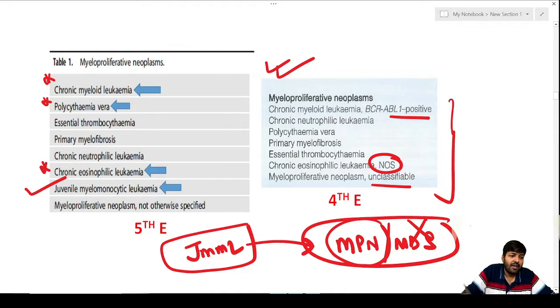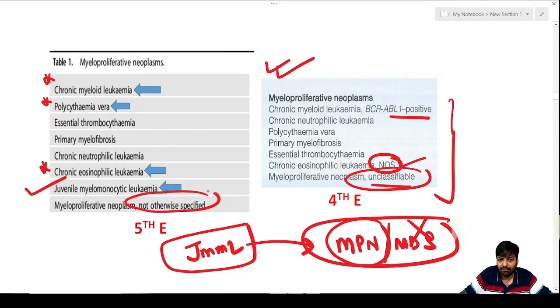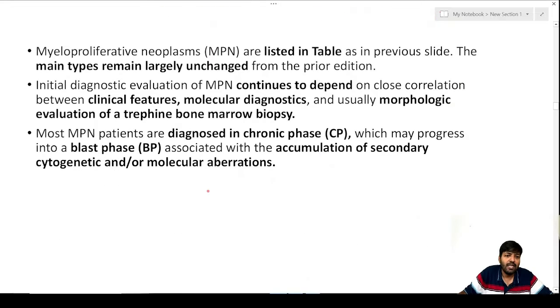The diagnostic criteria for chronic eosinophilic leukemia has been completely changed, and we will discuss what the criteria are now. Very importantly, before they used to use chronic eosinophilic leukemia NOS, but now because the criteria have been characterized very well, NOS has been removed. Even myeloproliferative neoplasm unclassifiable was used before, but now we are using NOS at this point of time. Okay, so let us begin today's topic of discussion.